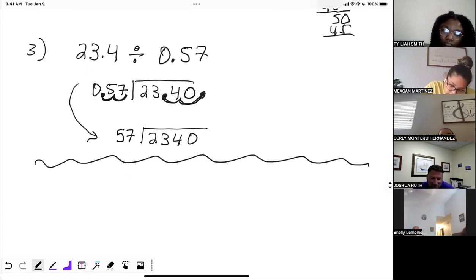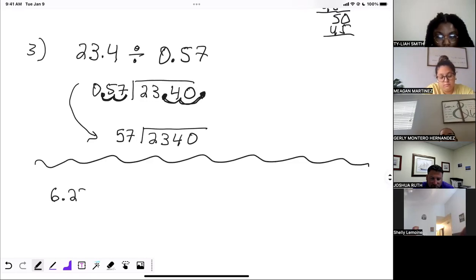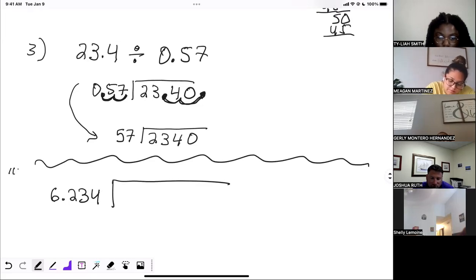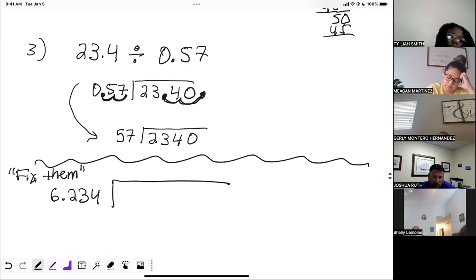I'm not going to finish it. I just want to practice a few. Say I have 6.234. We're not going to divide them. We're just going to fix them. I want to do this just real quick. We're just going to fix them. Then we'll go back to dividing when I come back.